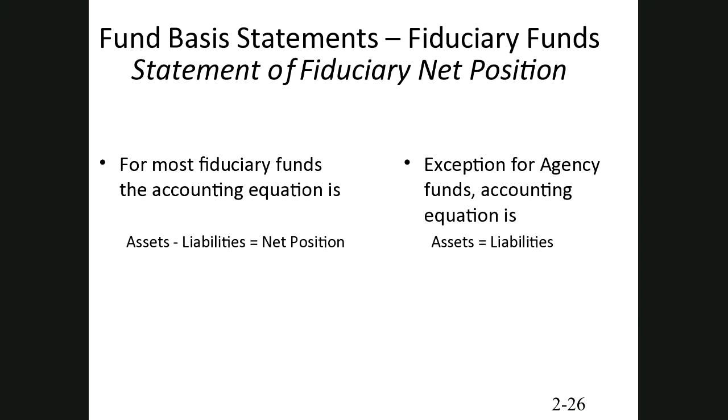Now we'll get into fiduciary funds just briefly. Here, fiduciary funds use the equation assets minus liabilities equals net position, just like we do at the government-wide level. With one exception, there are agency funds that don't have any sorts of flows. Their assets just equal liabilities. Now, again, these fiduciary funds do not roll up into the government-wide level. They're only shown at the fund level.